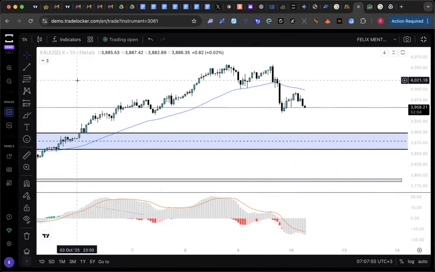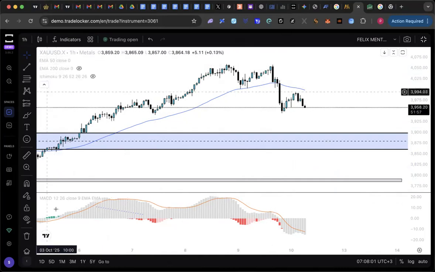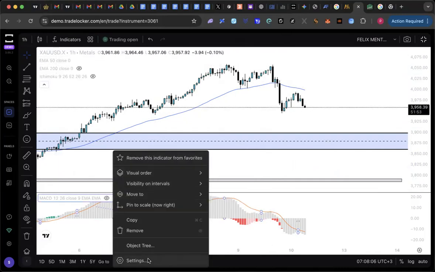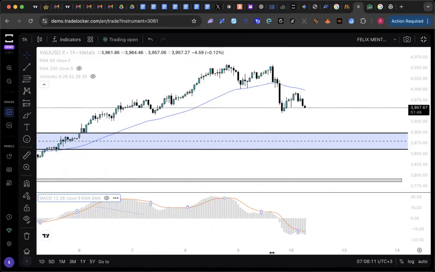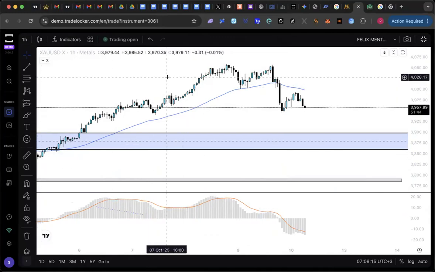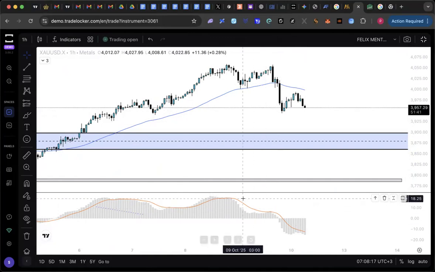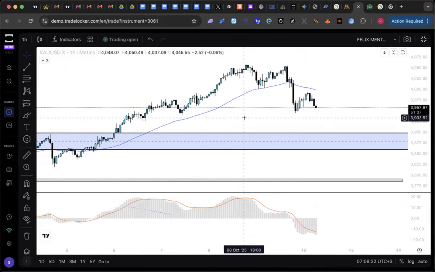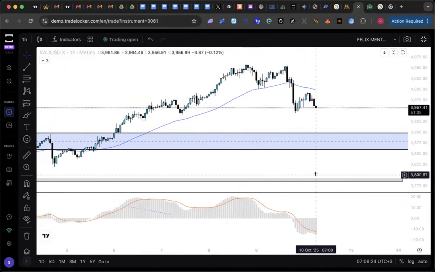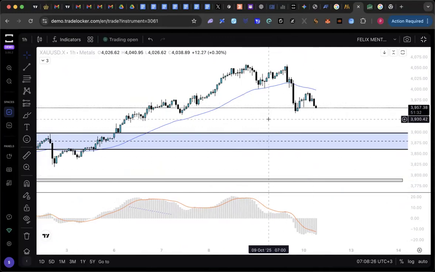Now, I talked about divergence. So how do you trade divergence and all of that? What shows you divergence is actually the momentum indicator. Nevertheless, your key levels are marked. You have all the necessary stuff.